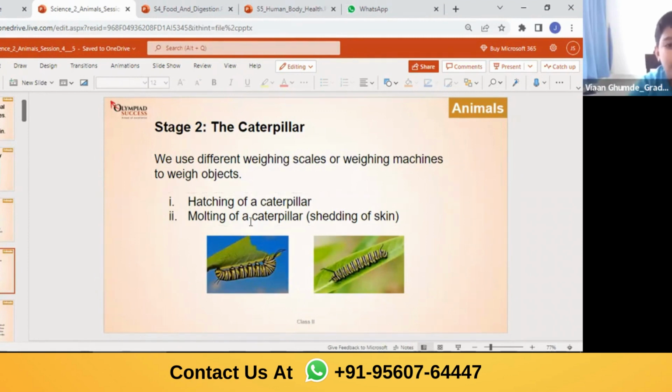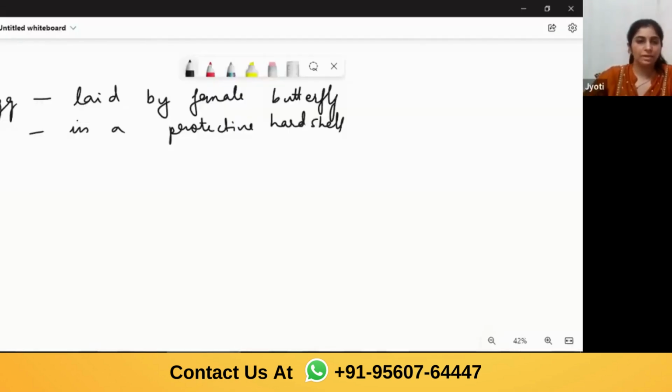First, hatching of a caterpillar. Second, molting of a caterpillar. See, what is happening here? Hatching of a caterpillar means the eggs will hatch and give out the caterpillar. This only we have studied. The second most important process of the caterpillar is molting. Molting is when they remove their outer skin. Usually most insects, when they are in the caterpillar form, keep on shedding their outer skin. That is known as molting.